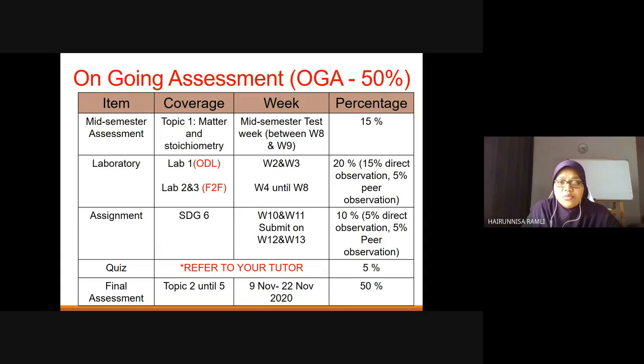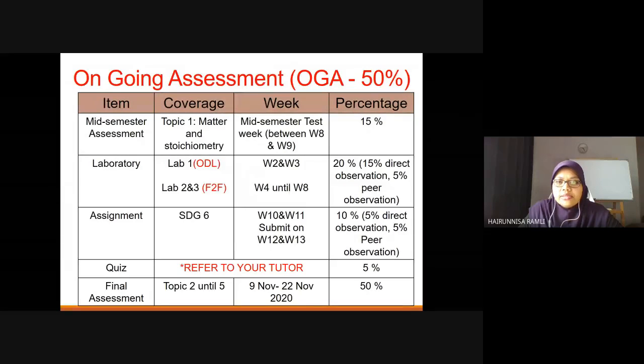Okay, percentage is 20%. So by this 20%, it's actually 15% direct observation. This is from me, I will observe you. Okay, we call it direct observation. Maksudnya saya ada one rubric. Saya akan observe lah bagi markah on how you do the experiment, on your teamwork. Nanti later lah.